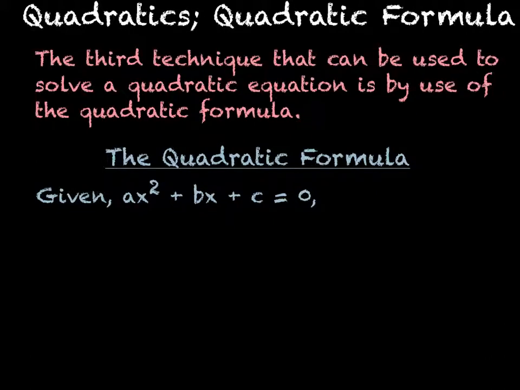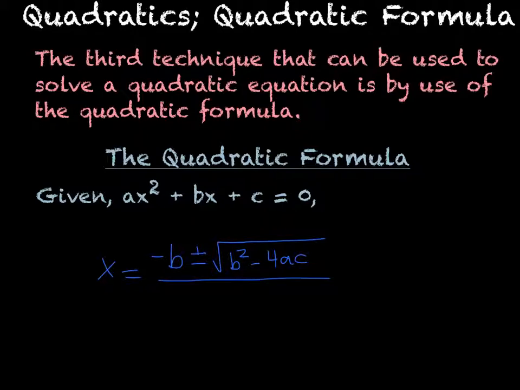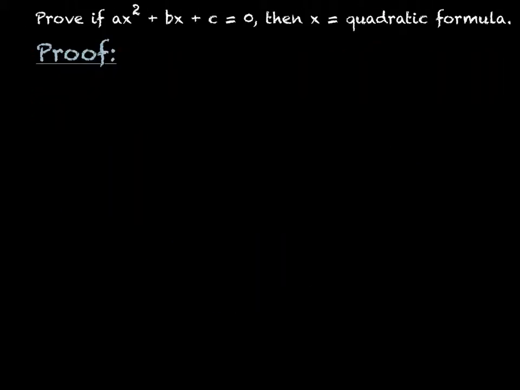Solving quadratic equations using the quadratic formula. The third technique that can be used to solve a quadratic equation is the use of the quadratic formula. The quadratic formula states that given ax squared plus bx plus c equals 0, we can solve for x by taking negative b plus or minus the square root of b squared minus 4 times a times c, divided by 2a. So now we'll go over the algebraic proof of the quadratic formula.